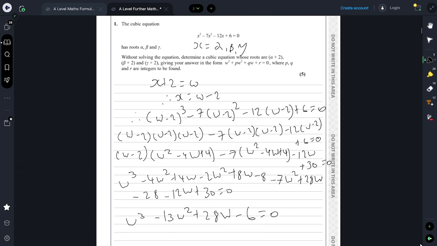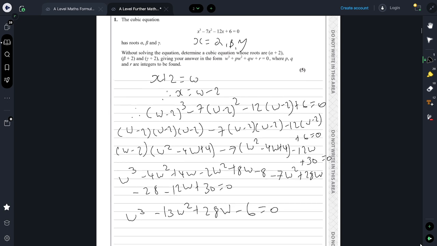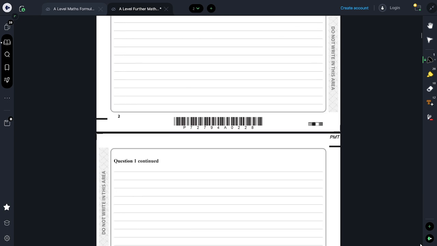That'd be the cubic, so the roots are x plus 2. So alpha plus 2 in place of x. If you substitute this for w, this will give you the new roots. But that should be a very, very standard exercise, a very standard question if you practised before. Okay, let's have a look at the next one.